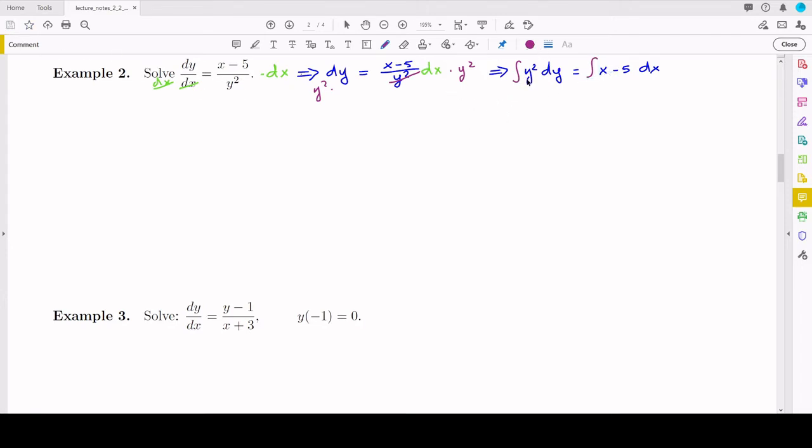An antiderivative of y squared is 1/3 y cubed. And then an antiderivative of x minus 5 is 1/2 x squared minus 5x. Both of these have a constant of integration, but I'm just going to combine that right here. This right here is an implicit solution.